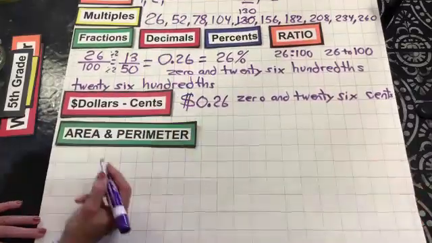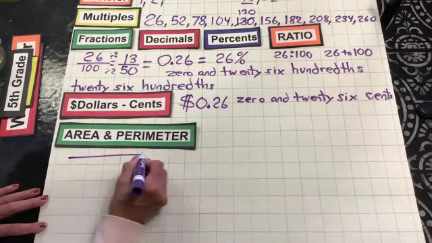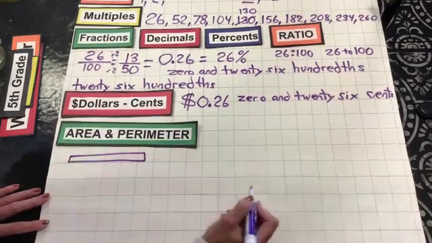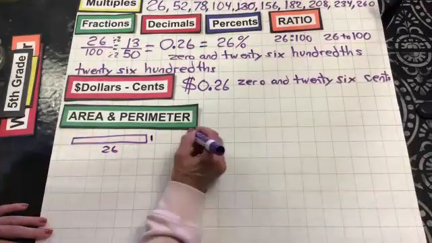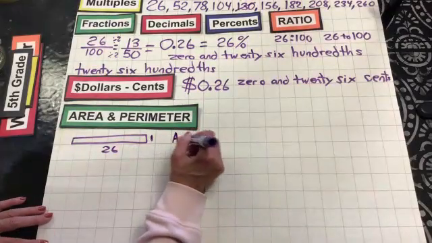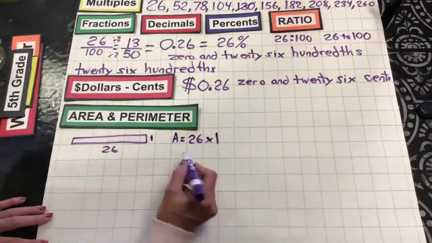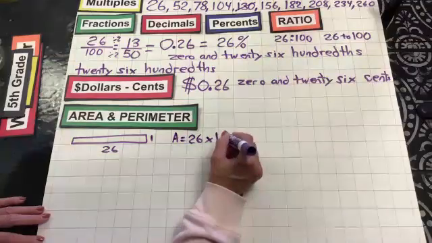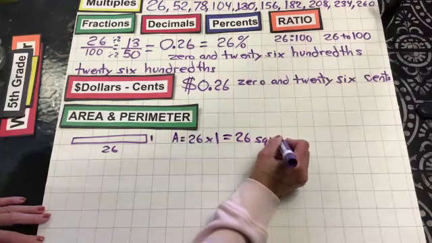All right, so let's start with the first one, 1 by 26 or 26 by 1. So we're going to draw our big long rectangle. It doesn't have to be perfect. And we're going to say that's 26 by 1. So our area equals 26 times 1, because area is width times length, and that equals 26 square units.